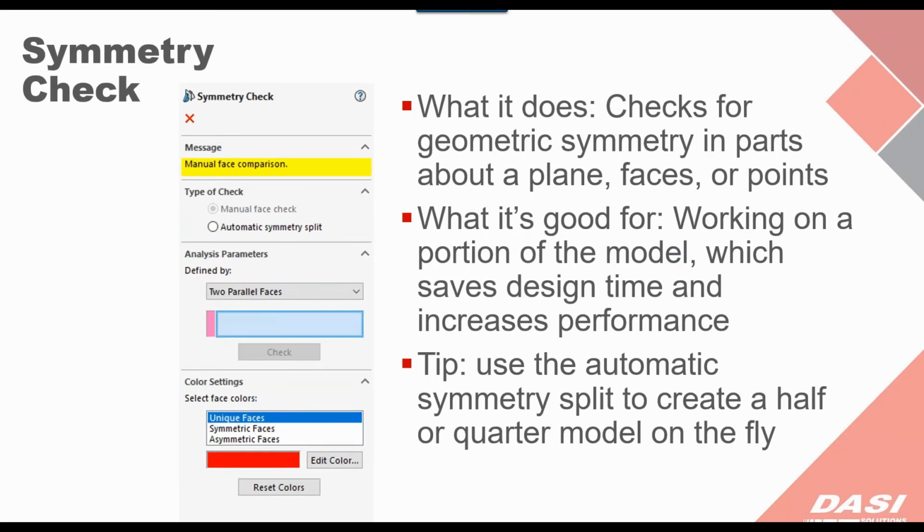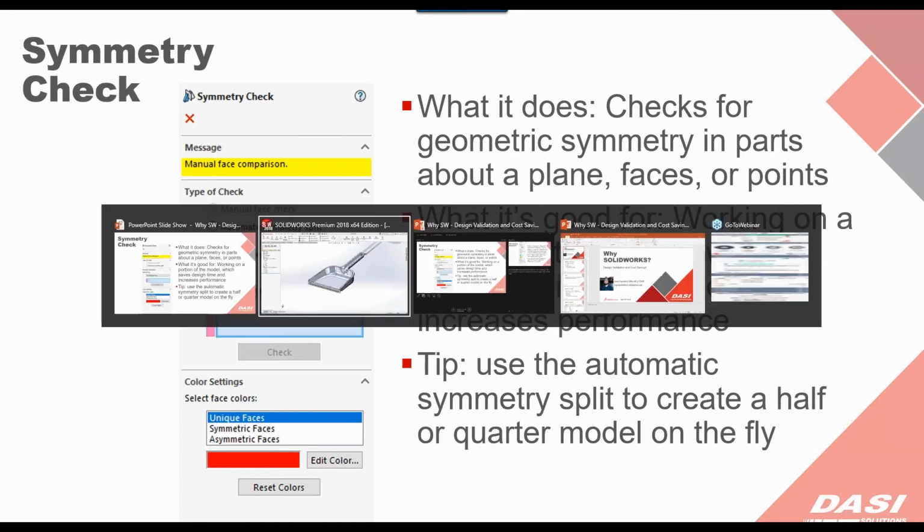Symmetry check. This one's kind of cool. I really do like this one. What it does is it checks for geometric symmetry in parts about a plane, a face, or a point. And what it's really good for is working on a portion of the model, which can save design time and performance. So if you got a model that's symmetrical in half or a quarter, you can pull that half or quarter model out of here with one click. The tip here is to use the automatic symmetry split to create a half or quarter model on the fly. And I'll show you something cool with this one as well.